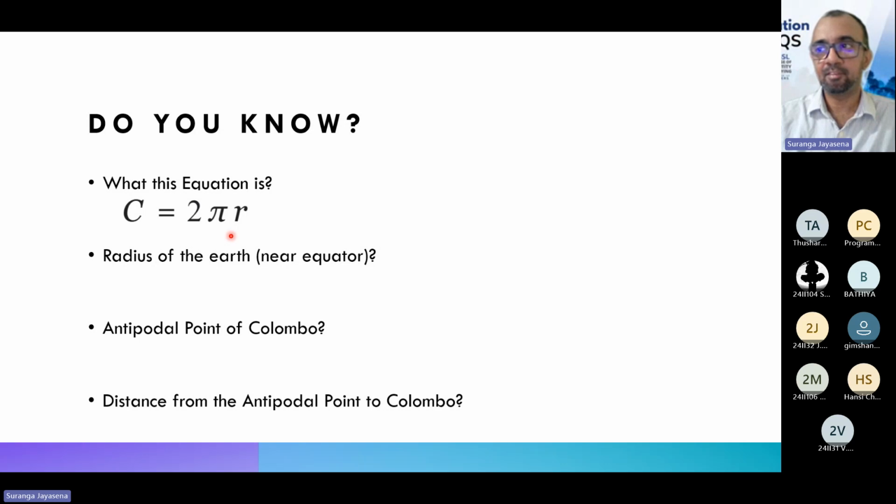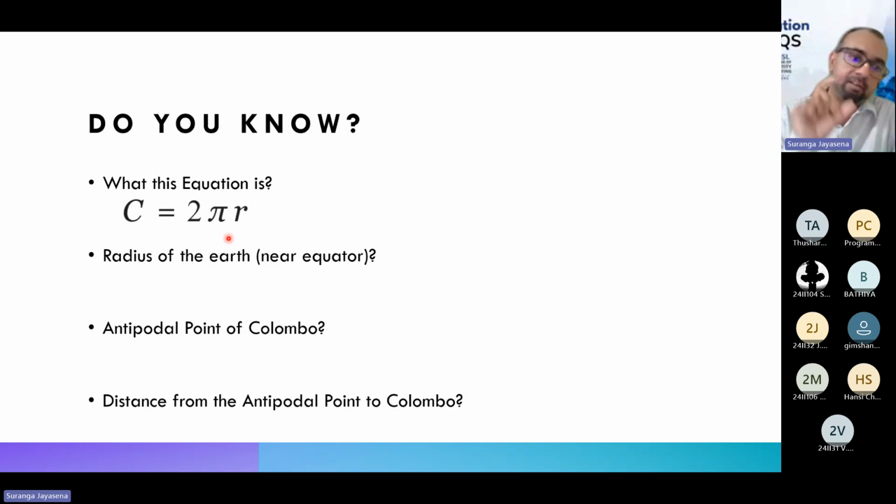22 divided by 7. Very simple things you have. It is not after a long time you have left the school. You have forgotten this. Yes, it is 22 divided by 7. It's a constant value, right? So it won't change every time. For any circle, you can apply the same value.